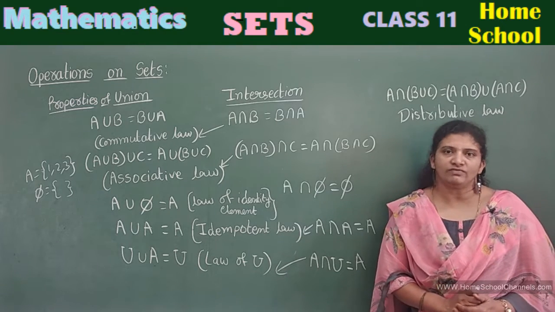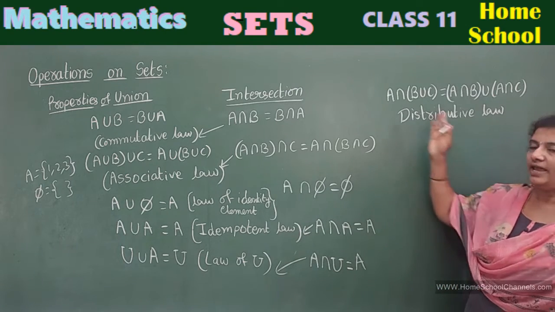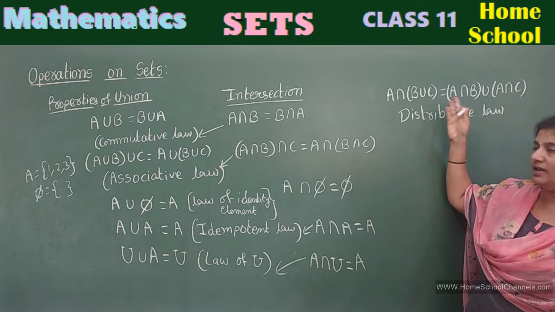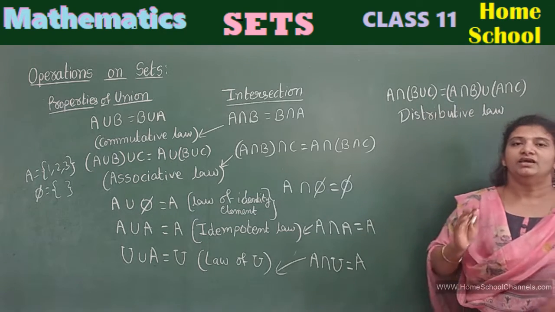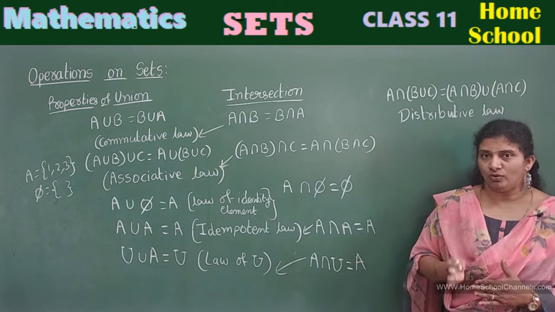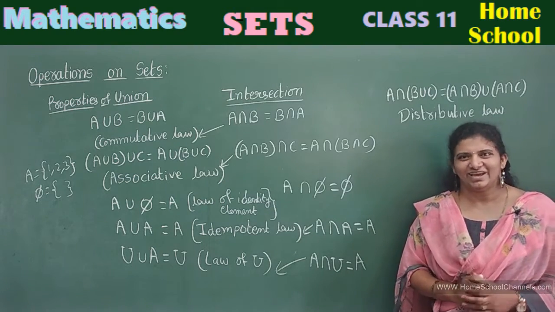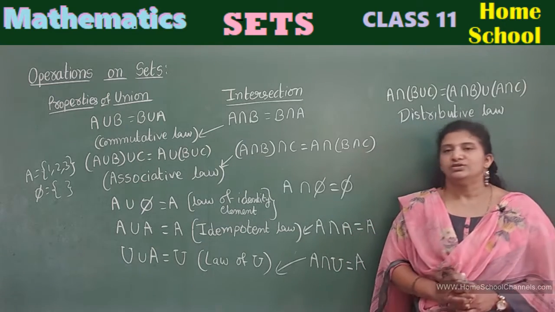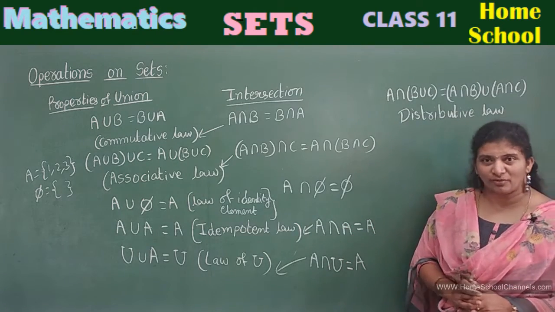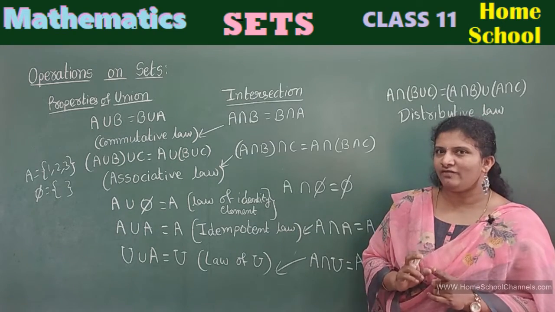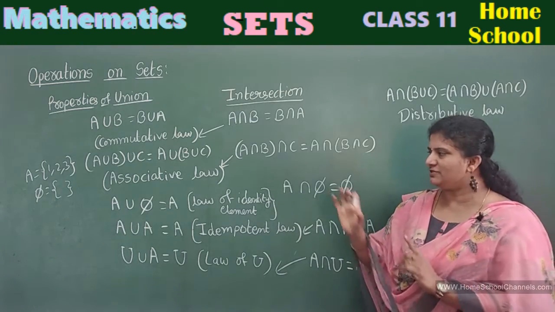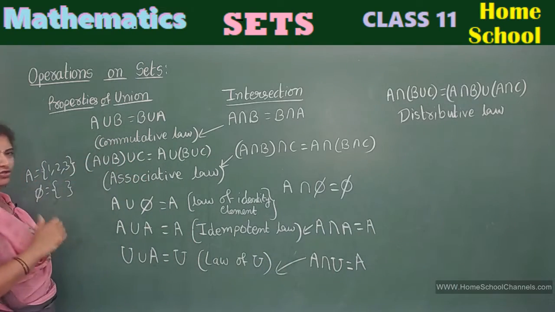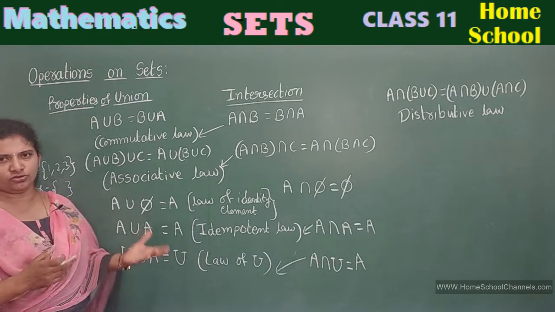And another law we have seen now, distributive law. A intersection of B union C is equal to A intersection B union A intersection C. Intersection is distributive over union of sets. All these properties are important, so try to remember them all. Let us draw small Venn diagrams for all of these. Look here carefully. A union B, you know already. B union A also, you know how.